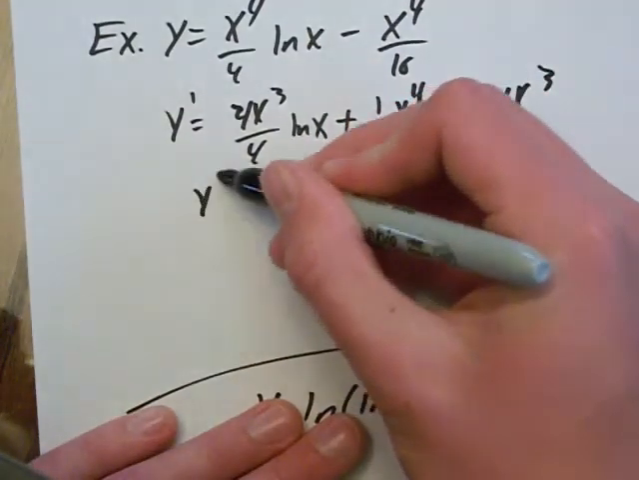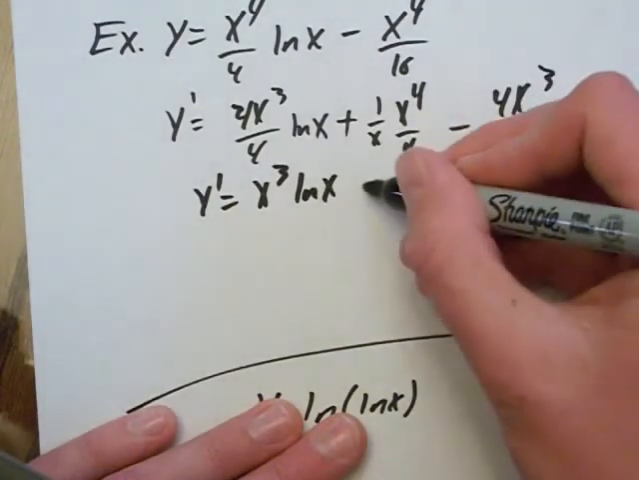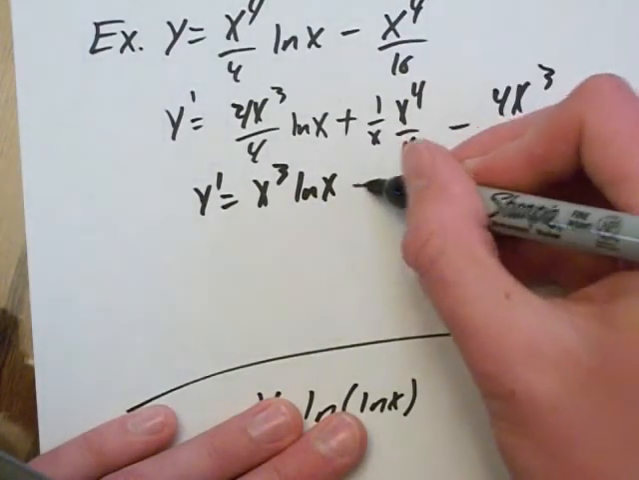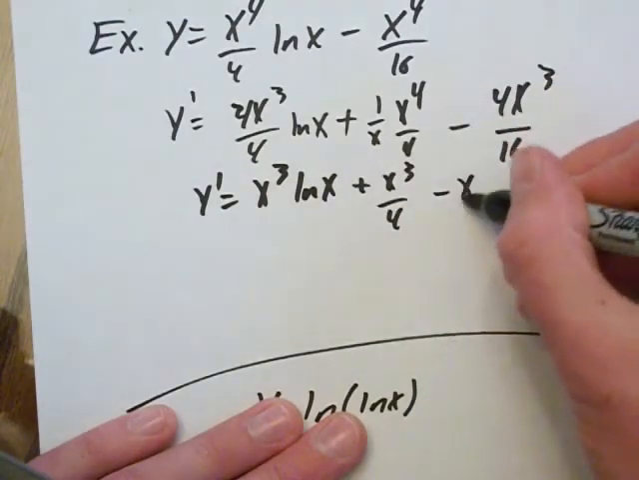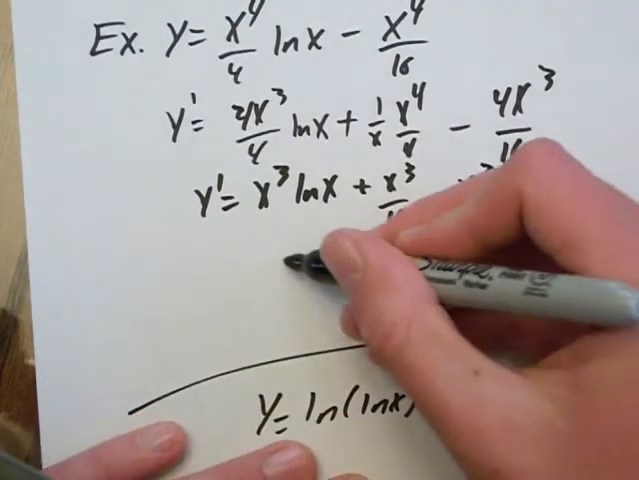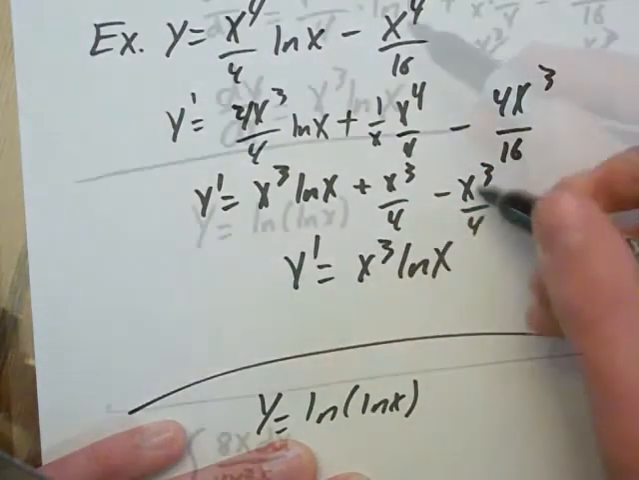Now we simplify. y prime equals x to the 3rd ln x. This is going to cancel to give us x to the 3rd over 4, and this is also going to be x to the 3rd over 4. Thus, y prime equals x to the 3rd ln of x.